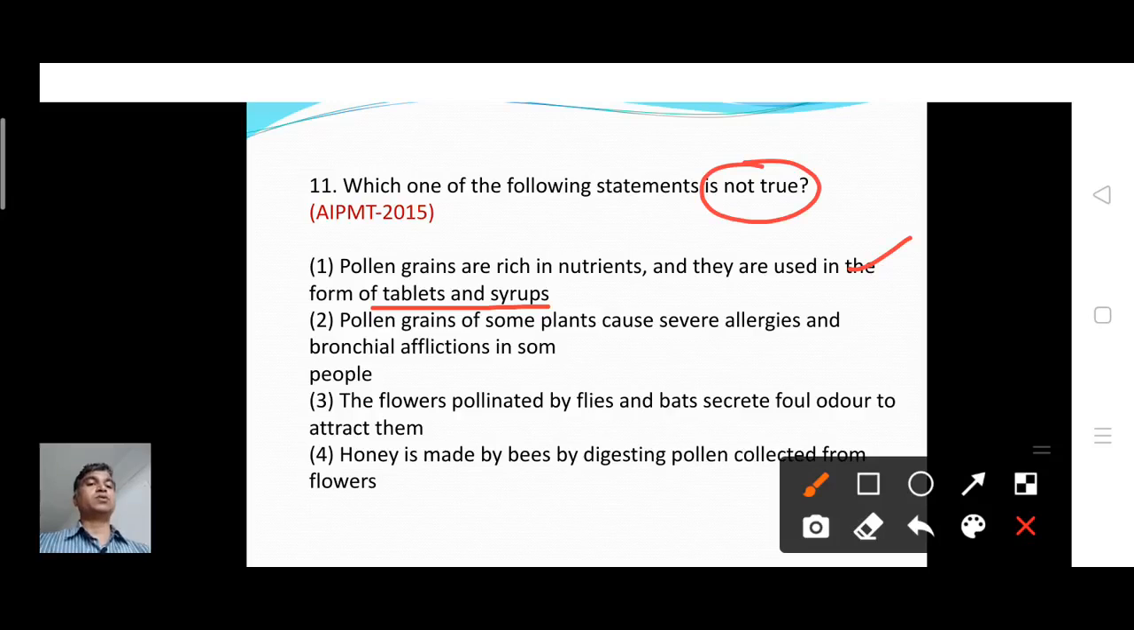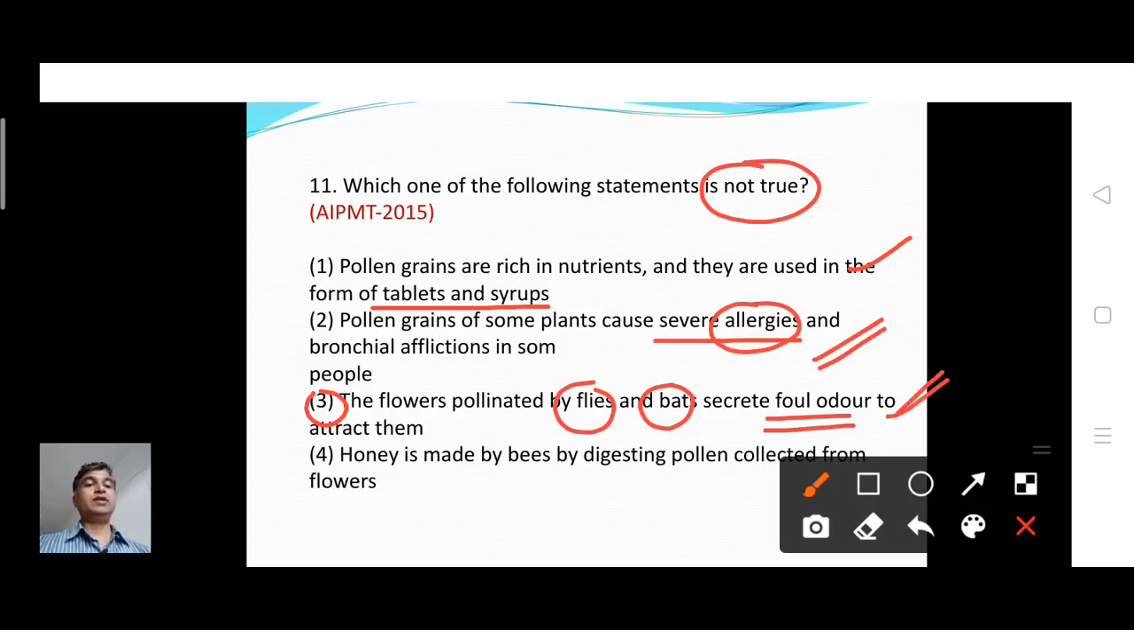Pollen grains of some plants cause several allergies and bronchial affliction in some people. Yes, for example, Parthenium, elephant grass or some other plants produce allergy in hypersensitive persons. That is correct one. The flowers pollinated by flies and bats secrete foul odor to attract them. Yes, this statement is correct one. Try to highlight it in the textbook. Flies and bats are attracted toward foul odor, like rotten egg or decaying meat. They are attracted toward that particular odor. So this statement is also correct one.